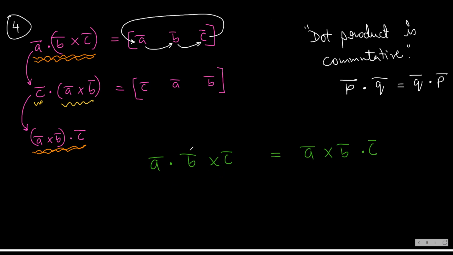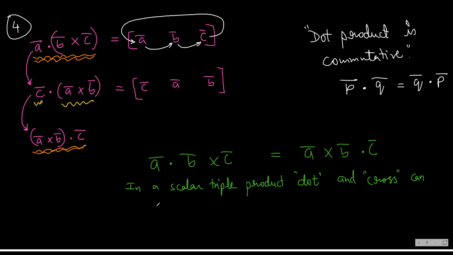I will write here: in a scalar triple product, dot and cross can be interchanged. Remember that if you have a bar dot b bar cross c bar, you can write a bar cross b bar dot c bar. You can take cross here and dot here. It is still the same.